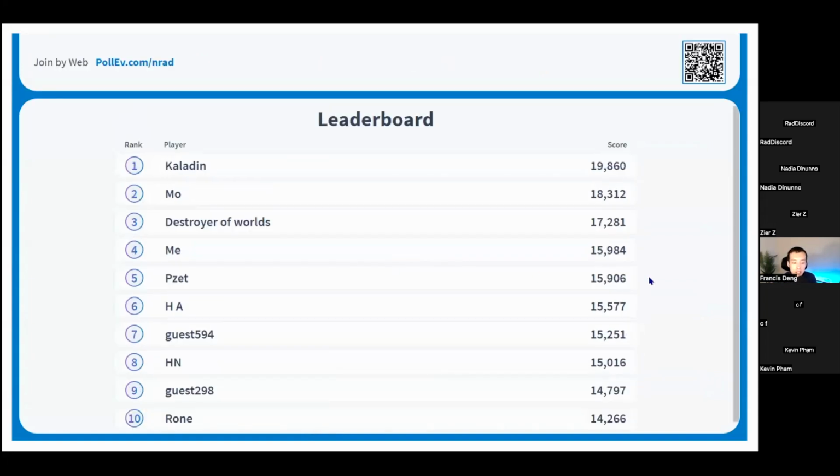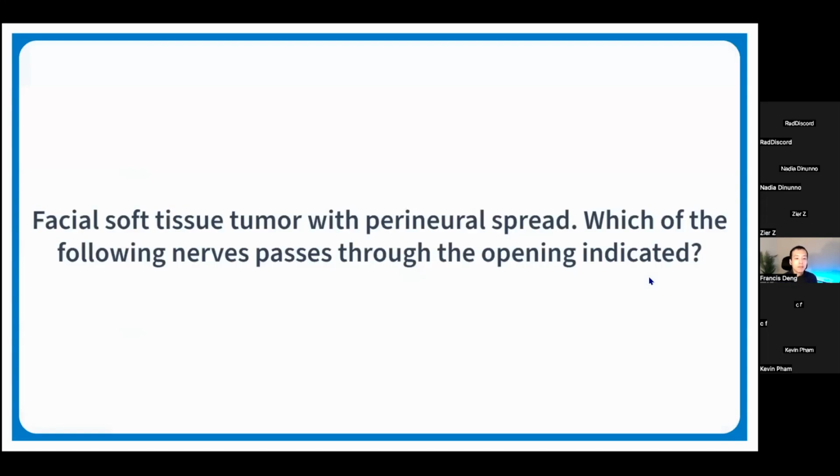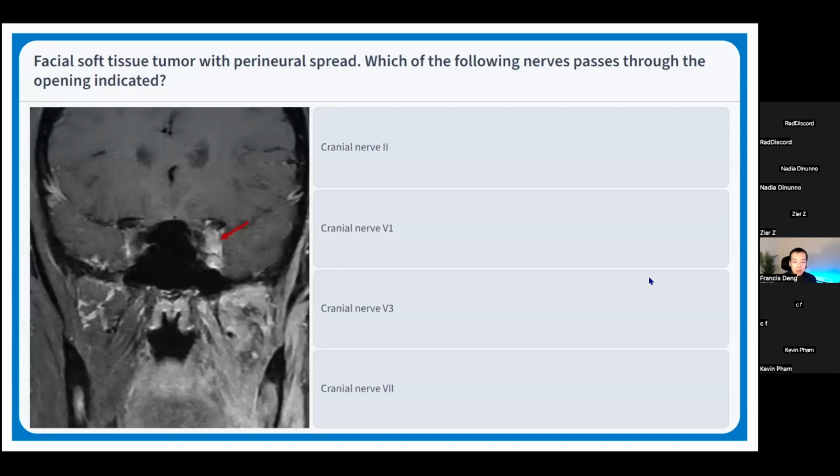All right, we lost HN down here. So now number 4 is me. The next patient has a facial soft tissue tumor, the same patient actually, as the last case. They have perineural tumor spread. Which of the following nerves passes through the area indicated? So this is a slightly more anterior section than the prior question. We're no longer looking at the coronal section that includes foramen ovale. And that's a hint.